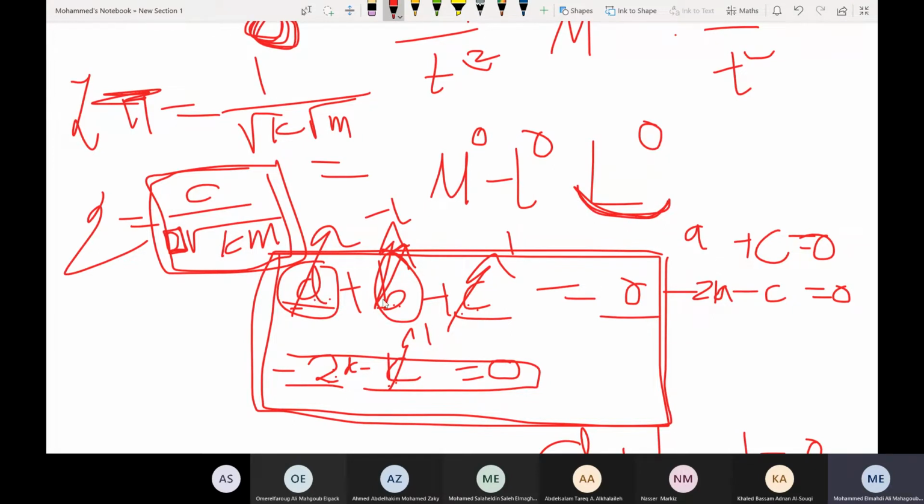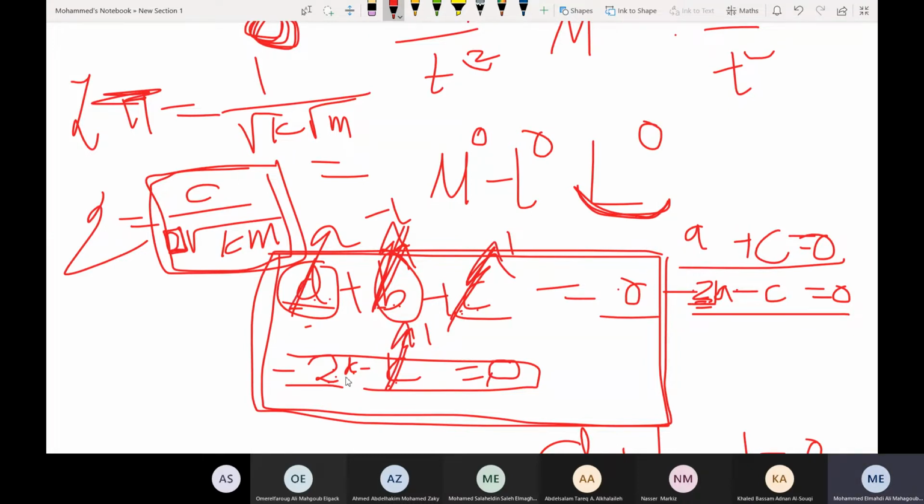Okay, they should be consistent. Yes, if you take the B out, A plus C will be 0, and this will not be consistent with it. And here we have 2A. So we have two equations that contradict each other. So that's why they eliminated the C. Okay, yeah, I got it.